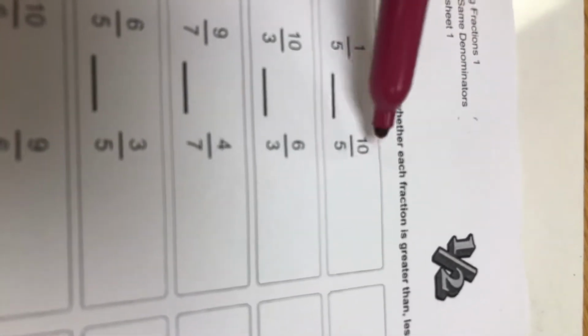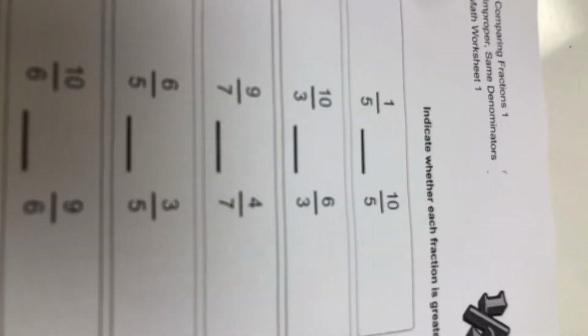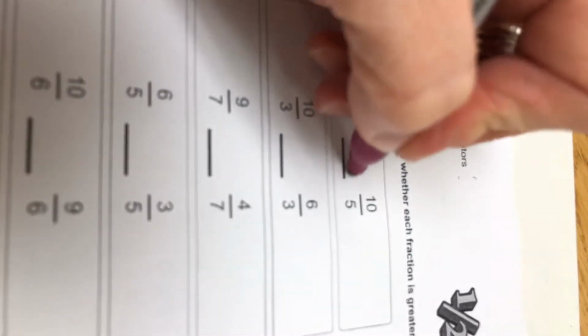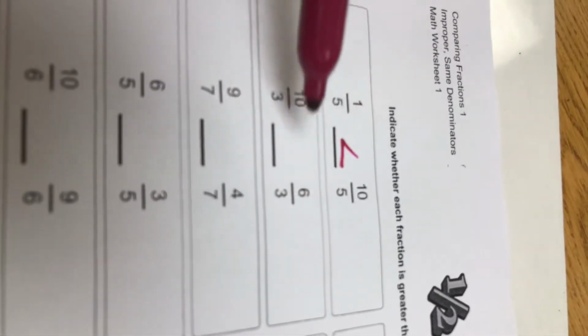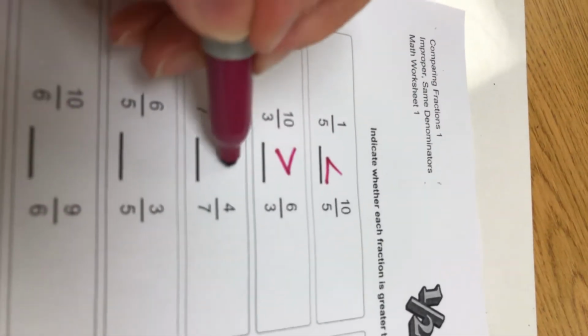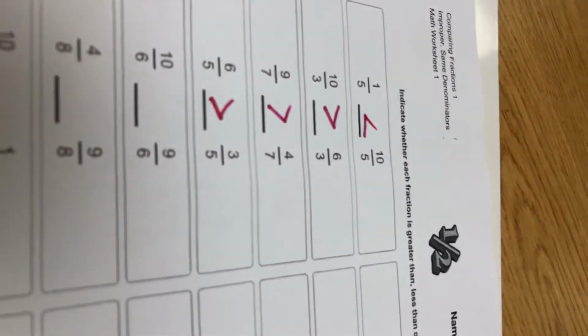So if I have 1/5 and 10/5, that sounds weird because that's an improper fraction, which we did talk about a little bit, but we'll talk more about that tomorrow. So if they have the same denominator, the larger numerator will win. So it's going to be a less than sign. Okay, so same denominator, larger numerator. You know what? I'm done with that. Let's move on to something else.